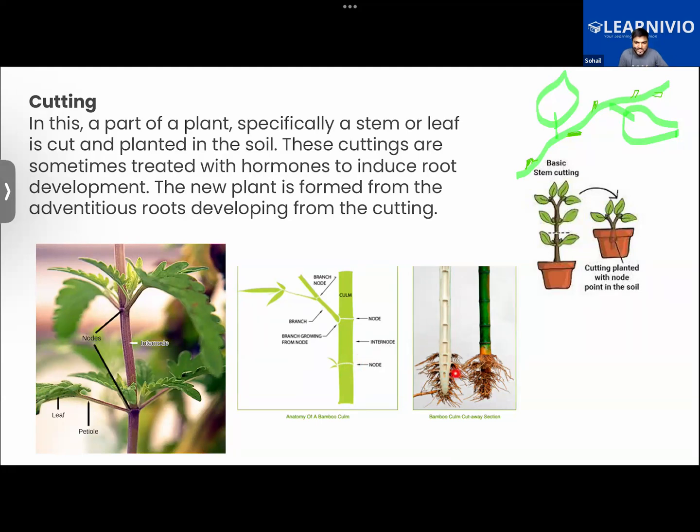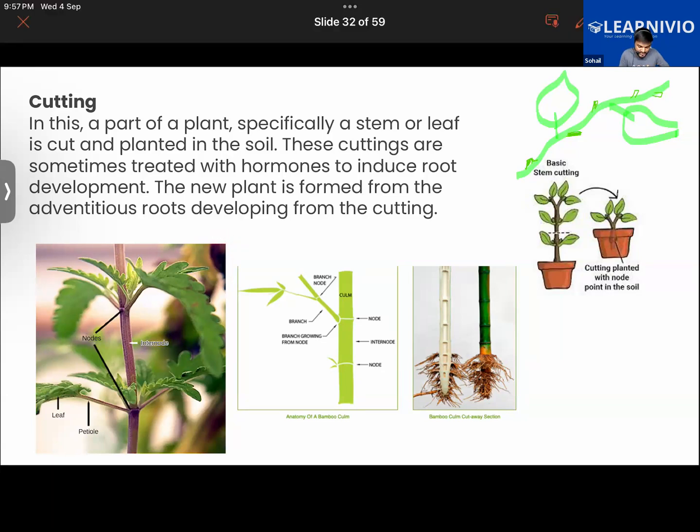And this is the cut away section of a bamboo plant. Okay. So in the method of cutting, a part of a plant, especially a stem or leaf, is cut and planted in the soil. These cuttings are sometimes treated with hormones to induce root development. Now the new plant is formed from the adventitious roots developing from the cutting. But before all that, it is important that the plant that I'm going to take to do this method of cutting must have nodes present on it. Got the important point what I'm saying?